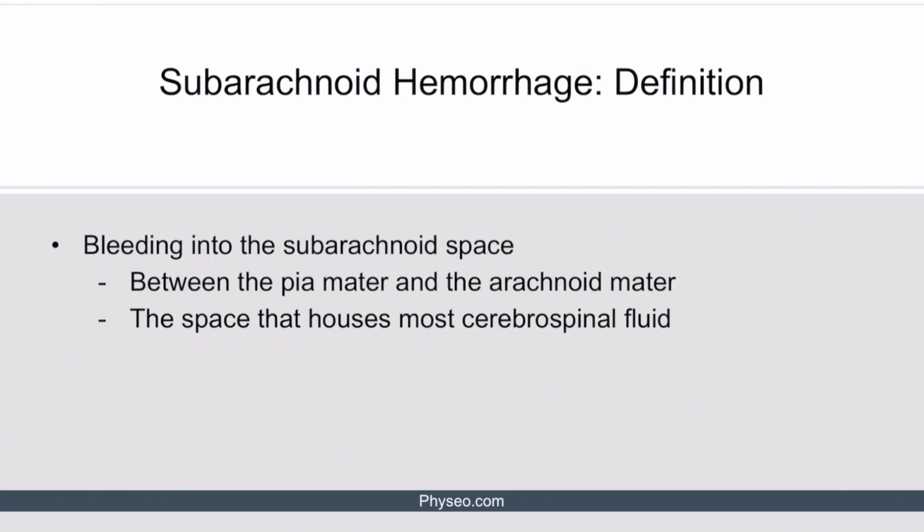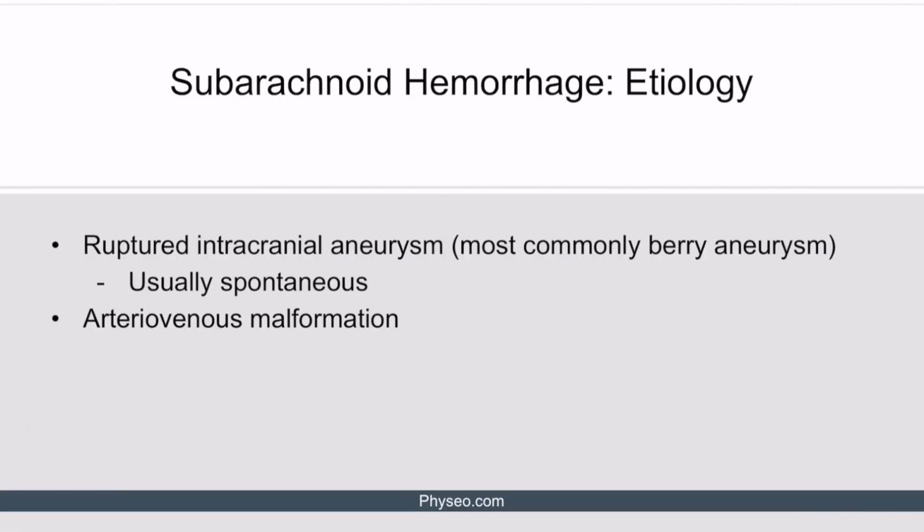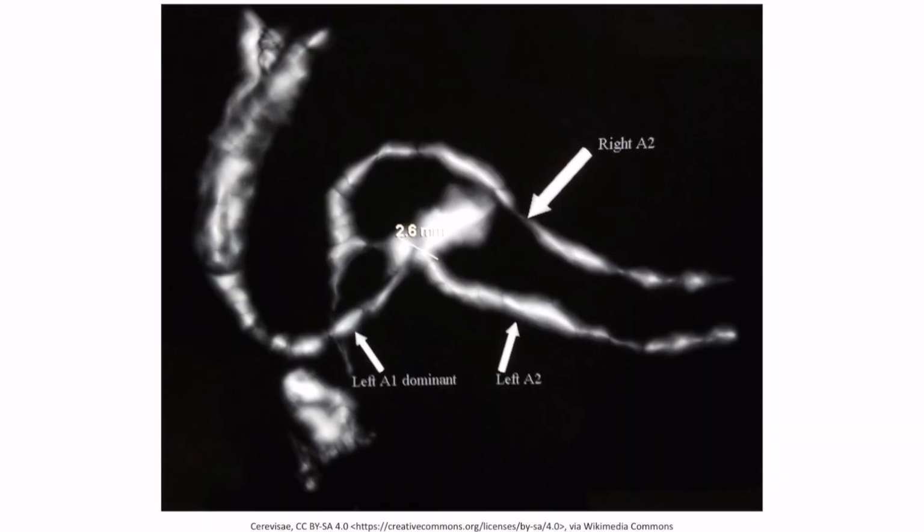A subarachnoid hemorrhage is defined as bleeding into the subarachnoid space, which is located between the pia mater and the arachnoid mater. This space houses most of the cerebrospinal fluid that bathes the brain. As we stated on the previous slide, a subarachnoid hemorrhage occurs deep to the arachnoid mater and superficial to the pia mater. A subarachnoid hemorrhage is usually caused by either a ruptured intracranial aneurysm, most commonly a Berry aneurysm, or an arteriovenous malformation. Most of the time, the ruptures of Berry aneurysm occur spontaneously, not as a result of head trauma. This is a CT angiography showing a Berry aneurysm.